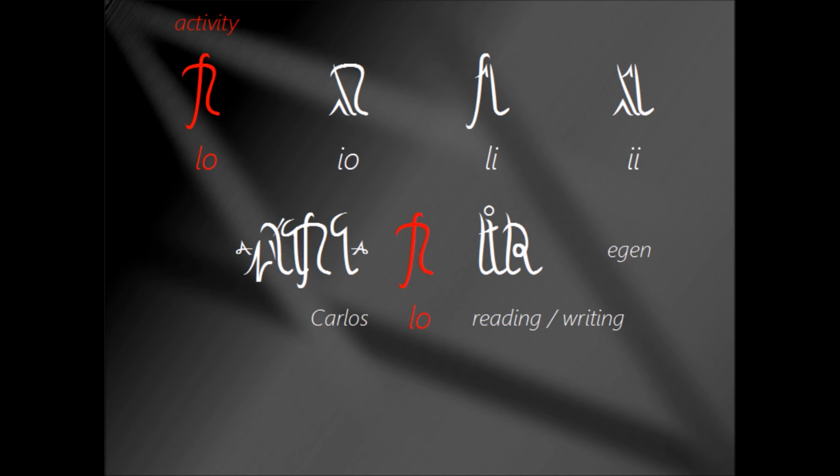The leftmost of the 4 particles above is called the activity particle. If you place it in between the 2 words, it identifies the latter word as an action and the former word as an argument performing that action. So in this case, "Re Carlos loegen": Carlos, who writes.